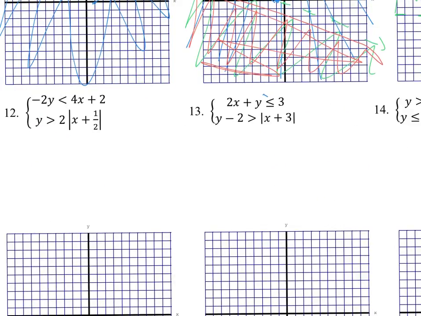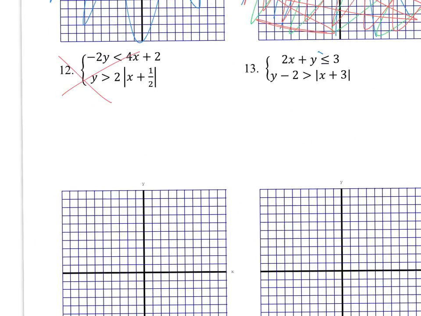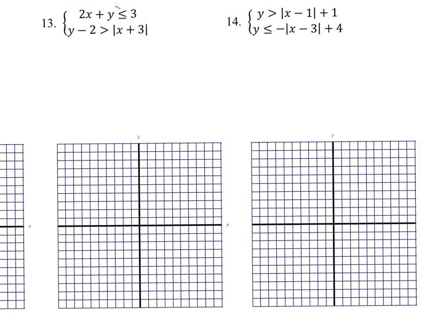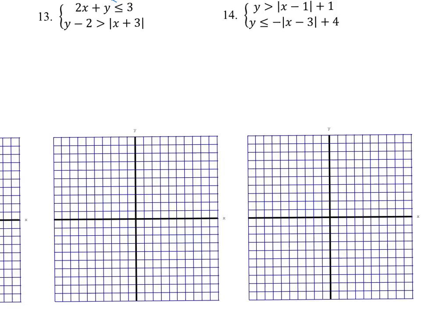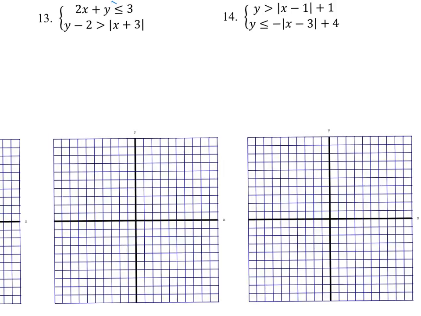Next, you don't have to do this one. Next. First I have to solve for y, get that y by itself. So I'm going to subtract my 2x. So I have y is less than or equal to negative 2x plus 3. And this one would be y is greater than absolute value of x plus 3 plus 2.